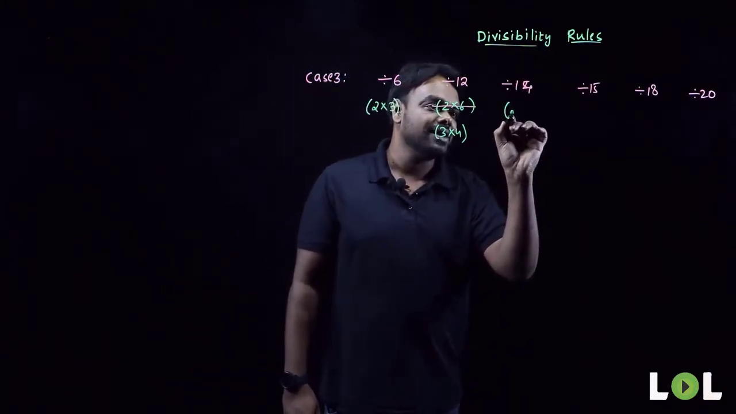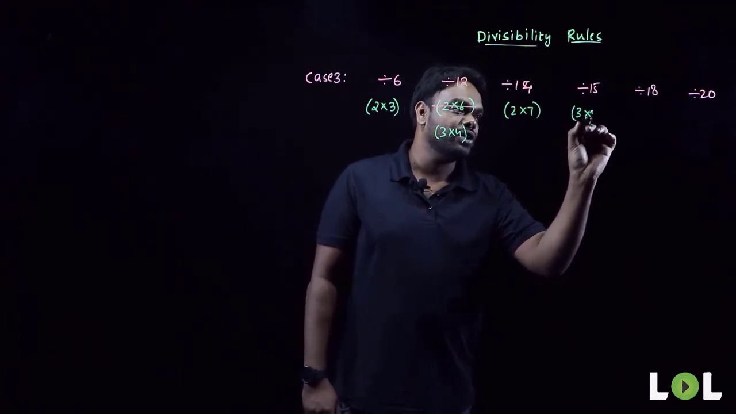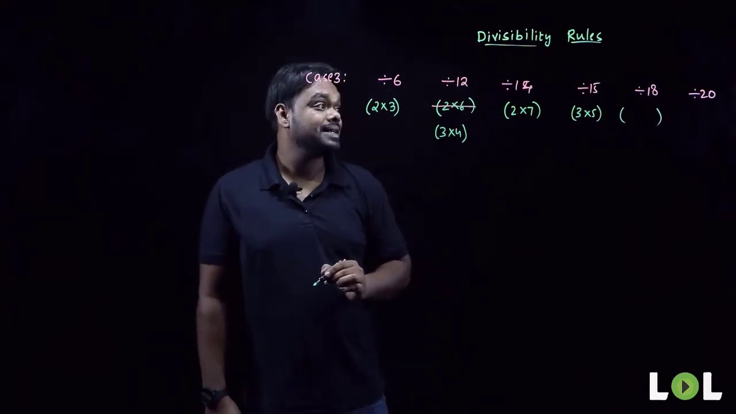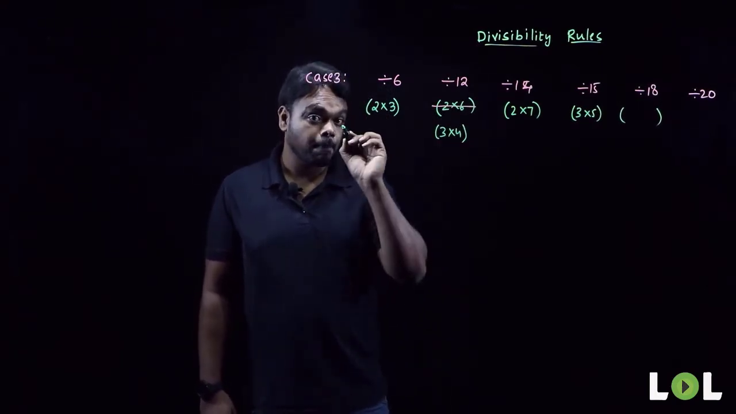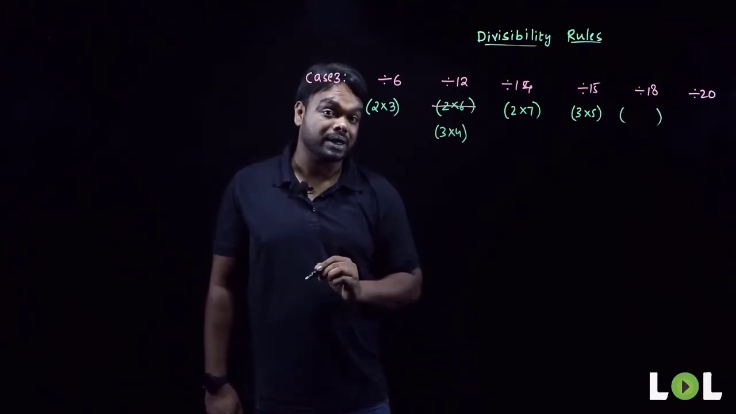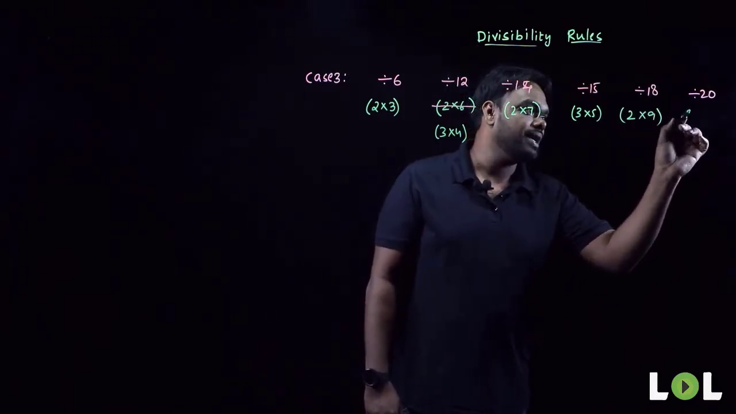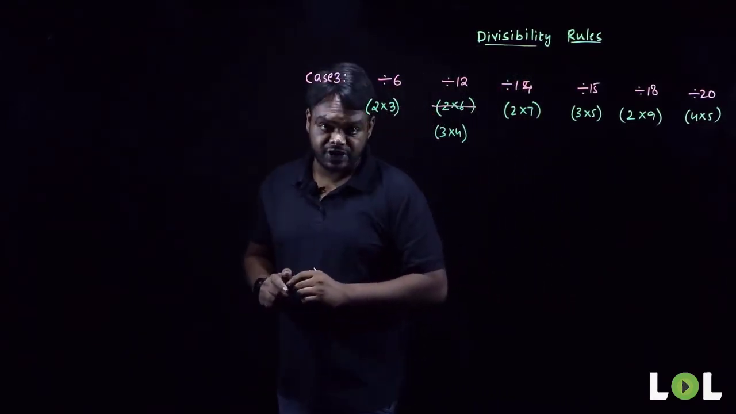14, I can write it as 2 into 7. 15, I can write it as 3 into 5. 18, careful. I can write it as 3 into 6, but 3 and 6 are not co-prime numbers because 1 is a common factor for 3 and 6 and 3 is also a common factor for 3 and 6. What can I do then? I can write it as 2 into 9, and 20 as 4 into 5. Now, how do we check?